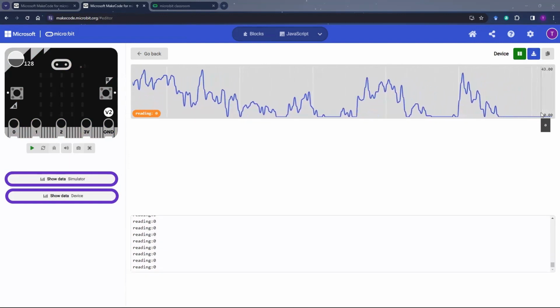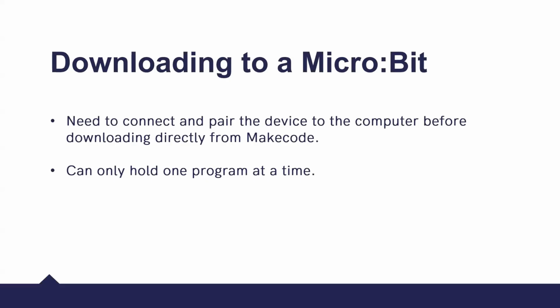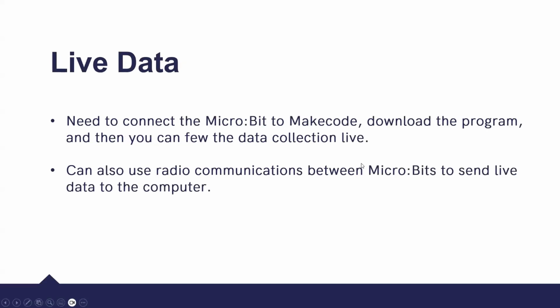We've now covered how to download to the microbit. One note there, microbit can only hold one program at a time. The moment you put a program on, you overwrite the previous program. And we've now had a look at the live data. I've just demonstrated there how you can do it just live with a microbit that's plugged into my computer at the moment, just to give data from the microbit plugged in.